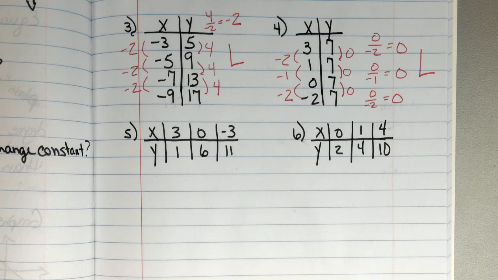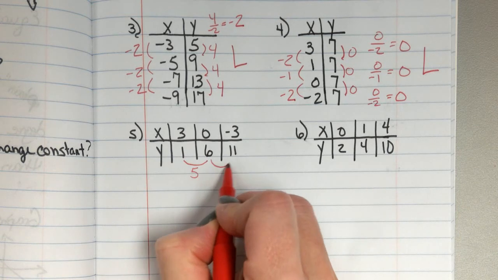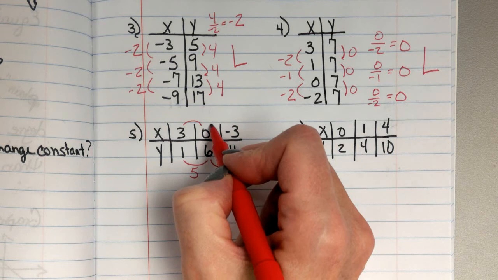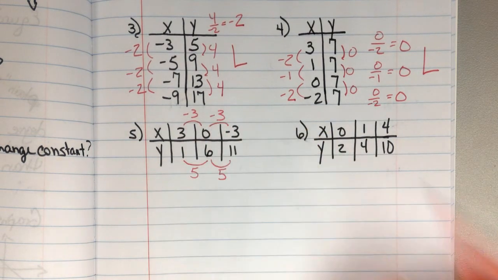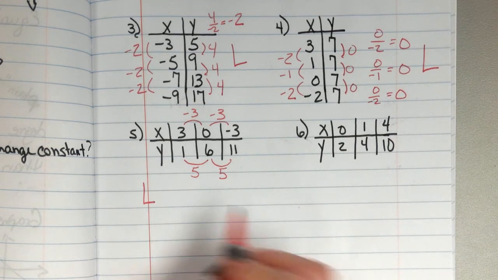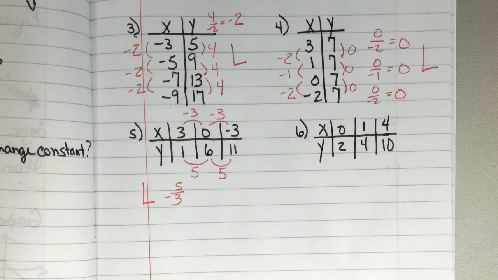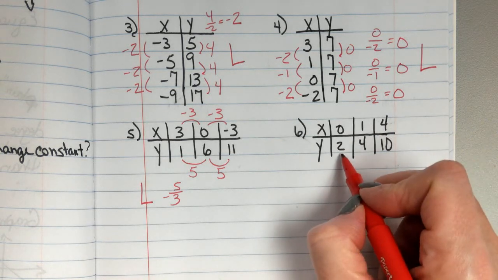What about the y's? It's 5. Yeah, and then let's see, what about x? Decreasing by 3. So what does that mean my rate of change is? It is linear, and what is the actual rate of change? 5 over negative. Yeah, so negative 5/3. How many got number 5? Okay, good. And what about y on number 6?